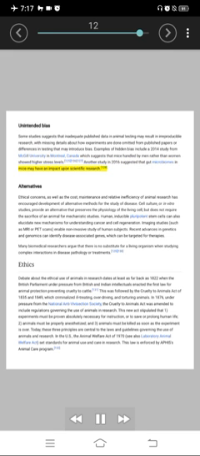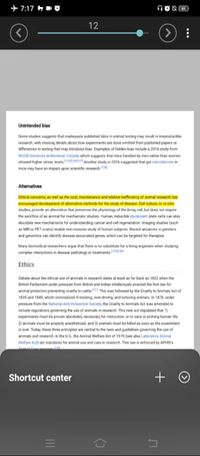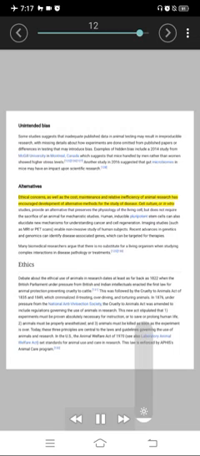Alternatives. Ethical concerns, as well as the cost, maintenance and relative inefficiency of animal research, have encouraged development of alternative methods for the study of disease. Cell culture, or in vitro studies, provide an alternative that preserves the physiology of the living cell, but does not require the sacrifice of an animal for mechanistic studies.